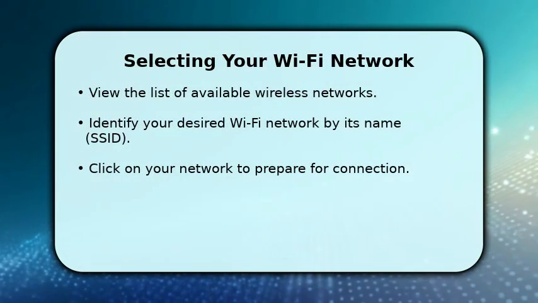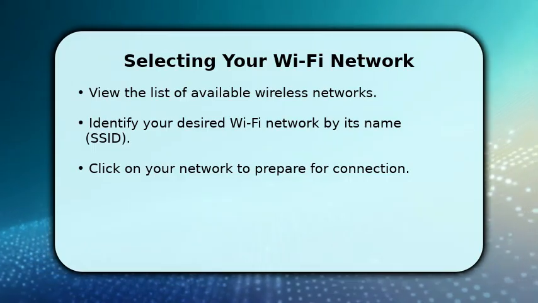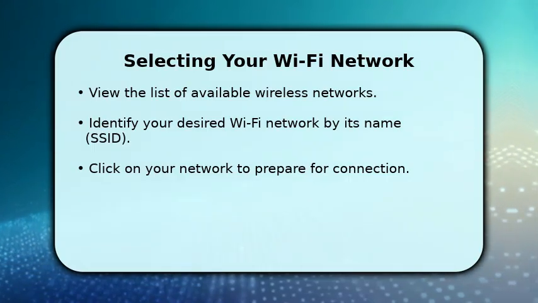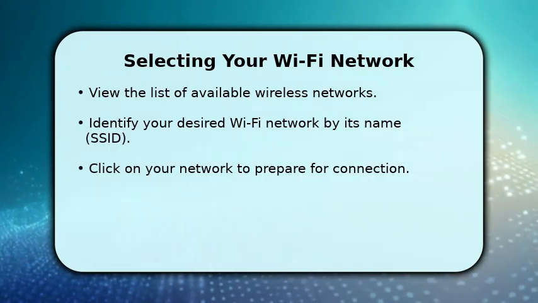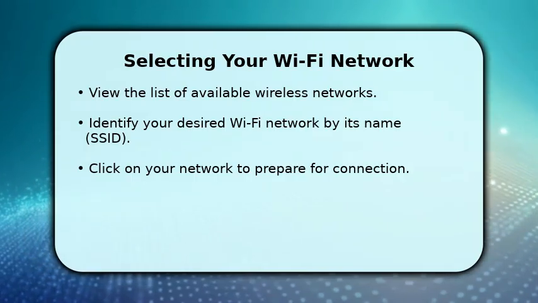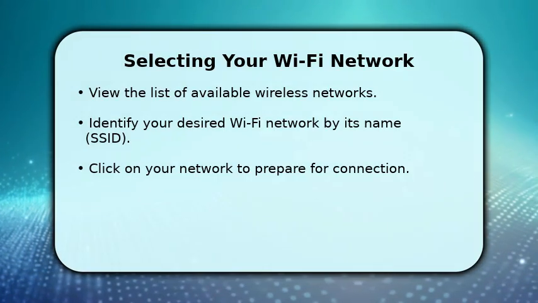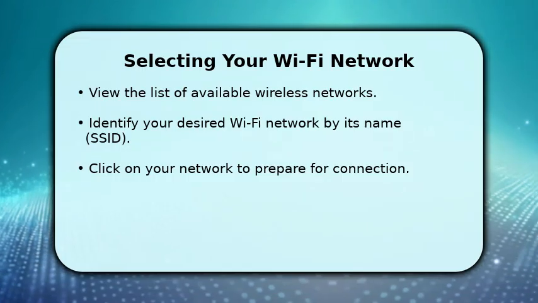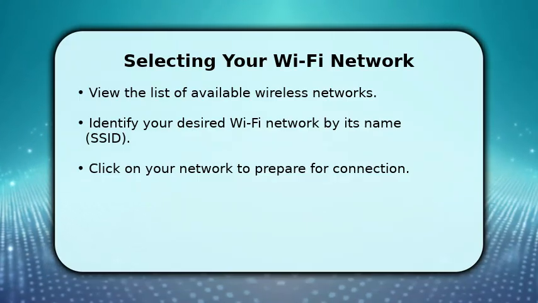Once in the network settings, you'll see a list of all available wireless networks within range. Carefully scan this list to find your specific Wi-Fi network, identified by its unique name, also known as the SSID. For example, it might be my home network or coffee shop guest. Click on your chosen network name. This action prepares your computer to establish a connection, moving you to the next essential step.